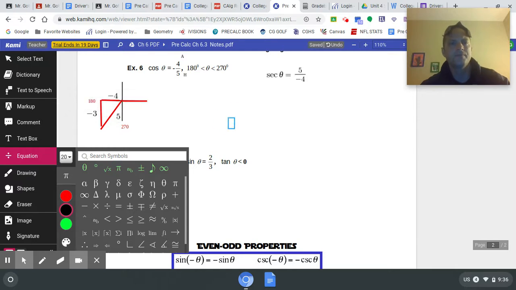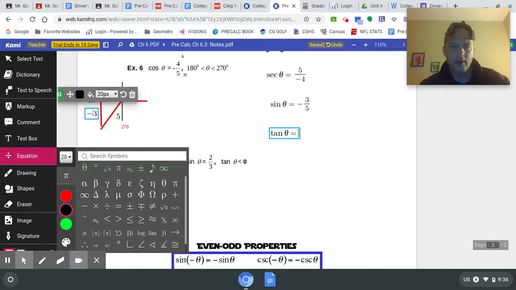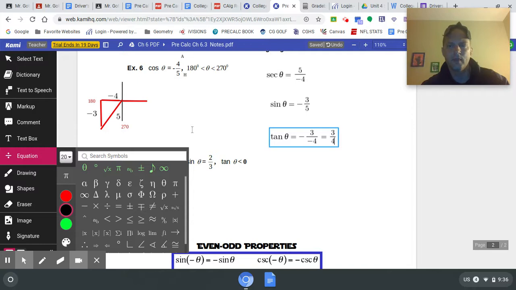Okay. All right, so if I know cosine, I know secant. Now I got all the stuff I need to find the sine of theta. The sine of theta is, again, O over H, negative 3 over 5. And now I know tangent. Tangent of theta is opposite, negative 3, divided by adjacent, which is negative 4. And you should simplify that to 3 over 4. Okay, remember, tangent is positive in that quadrant.